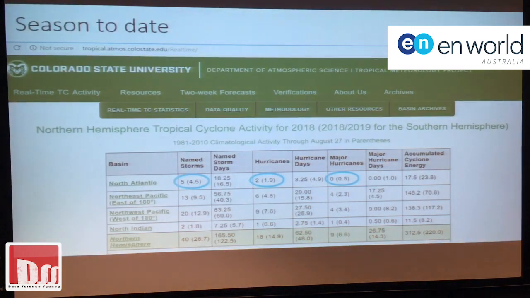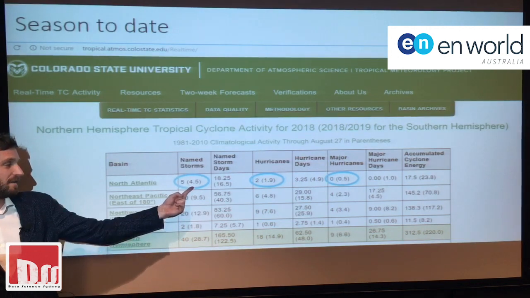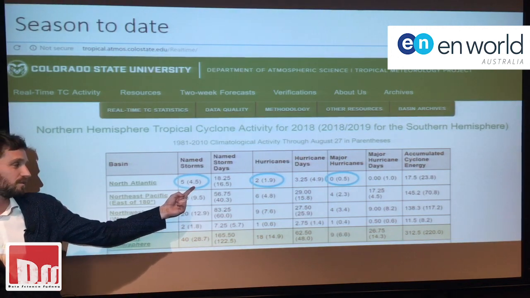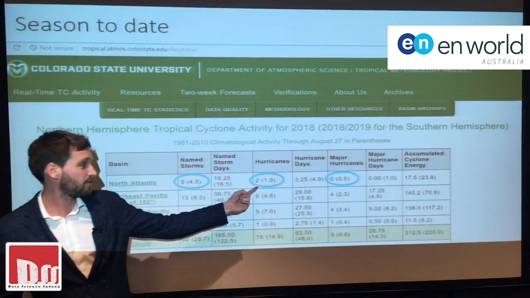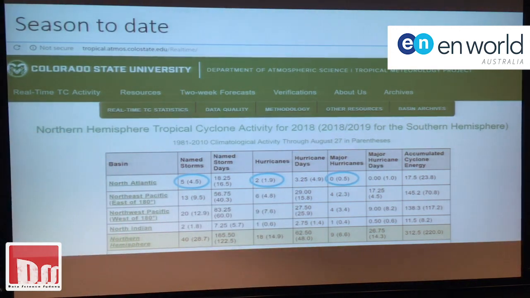So this is a website from Colorado State University that tracks the activity to date. So to date, we've had 5 of those Cat 0 storms. And on average, you would expect 4.5, so pretty much on the average. Same for the number of hurricanes, and pretty much for the major hurricanes. So to date, everything is following climatology.